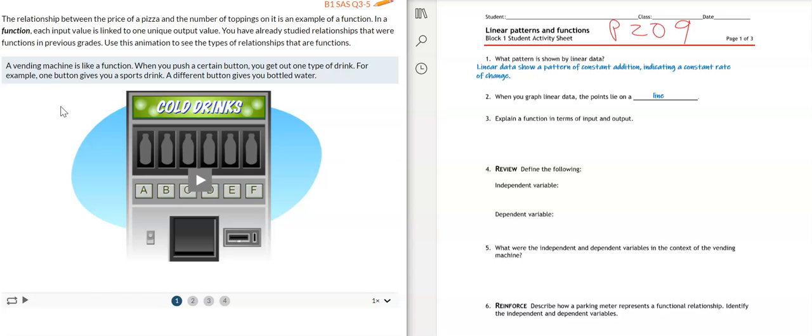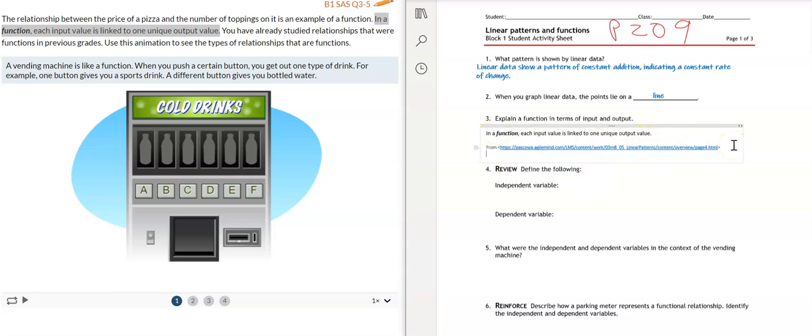Now, before we do that, let's take a look at answering question 3, because I think the answer to question 3 is here. Question 3 says, explain a function in terms of input and output. And this says, in a function, each input value is linked to one unique output value. So I think, why don't I just take this, and I'm going to copy that. I'm going to put it right here.